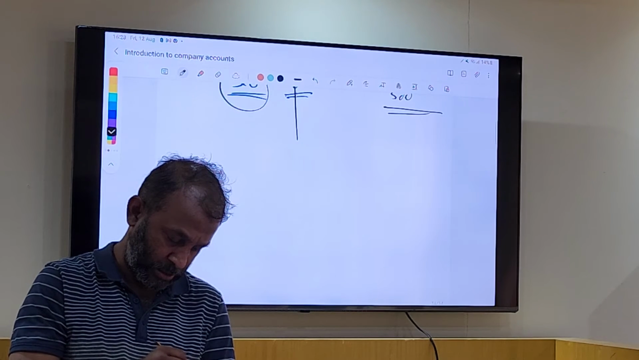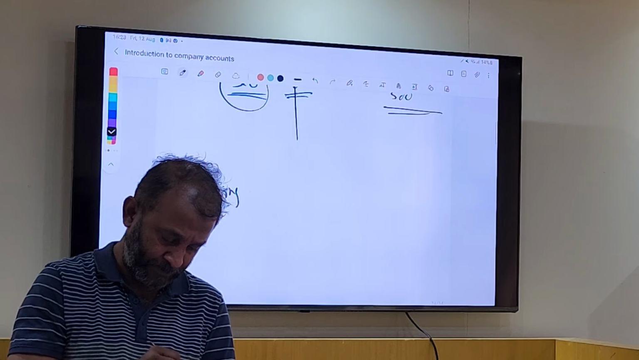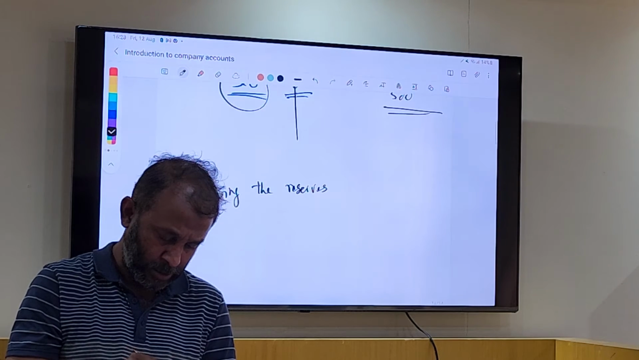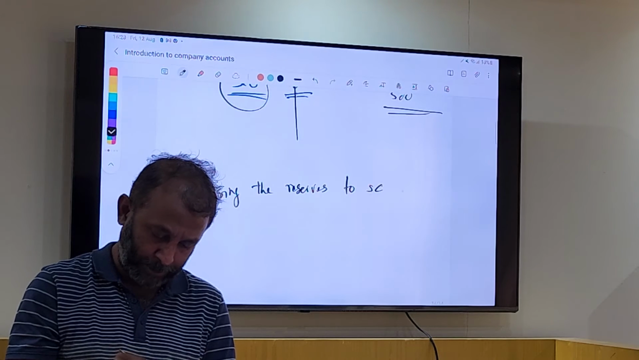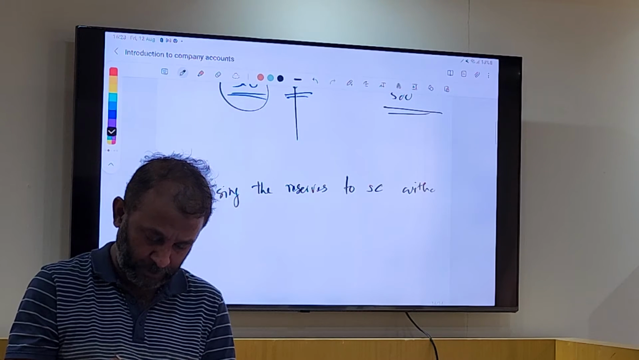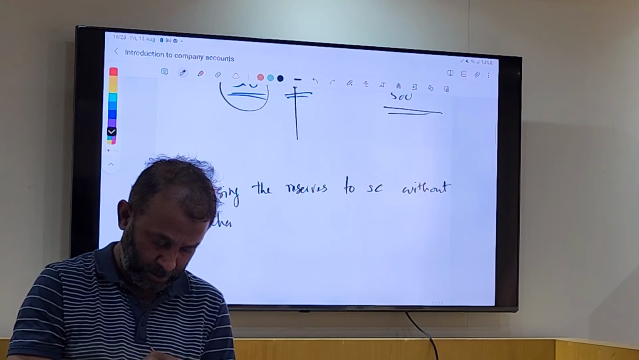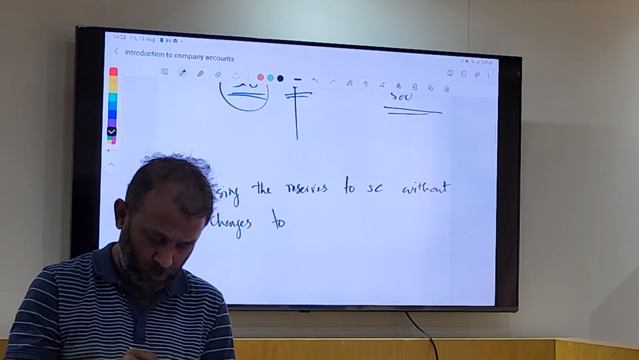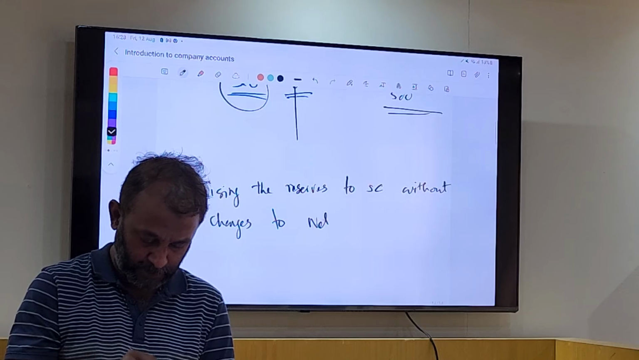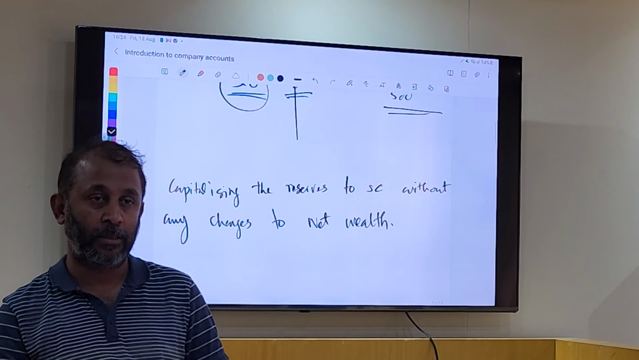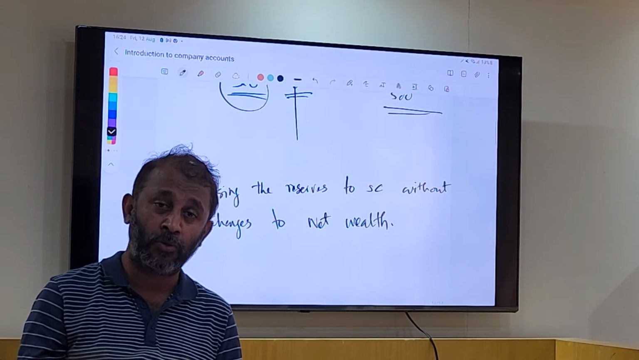So capitalizing the reserves to share capital without any changes to net wealth. This is what the bonus issue is.